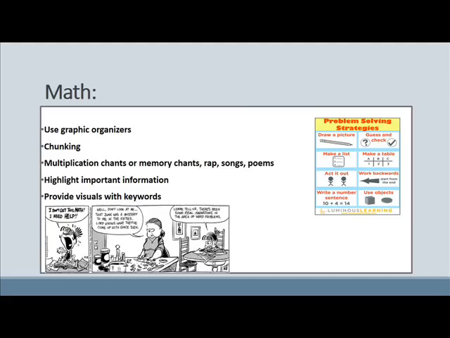Math strategies include using graphic organizers, chunking information, multiplication chants or memory chants, raps, songs, poems, and highlighting important information and keywords. Providing visuals with those keywords is a very important strategy to use with students with multiple disabilities.